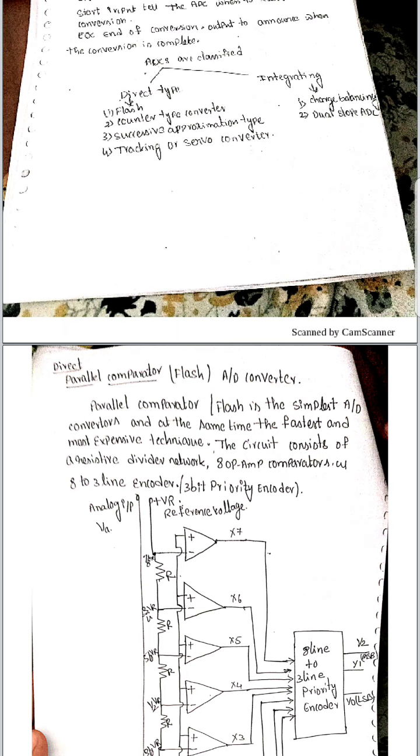ADCs are classified into direct type and integrating type. Direct types are flash type, counter type converter, successive approximation type, and tracking or servo converter. Integrating types are charge balancing and dual slope ADC.